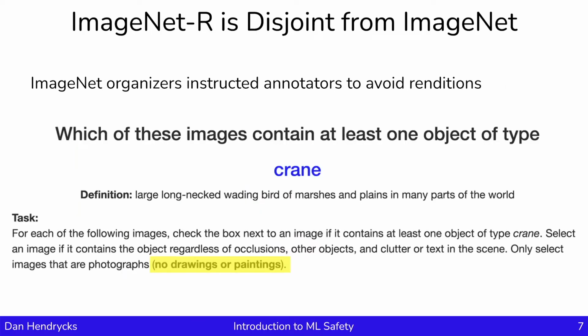To see how this comes from a different data generating process than the ImageNet dataset, we note that the ImageNet organizers instructed the annotators to avoid renditions. They said, no paintings or drawings. So this constitutes an actual distribution shift from the ImageNet dataset. I should note that this isn't a claim that renditions are intrinsically hard to recognize. If a person trains their model on renditions, they can definitely generalize to ImageNet-R. The only way that ImageNet-R becomes interesting is if people don't train on renditions.